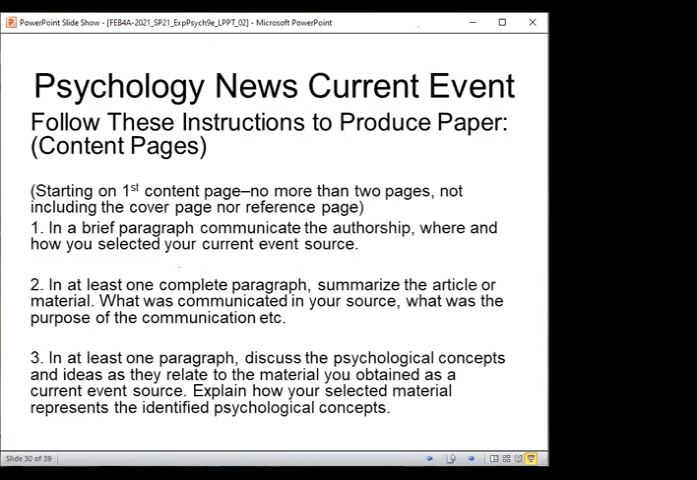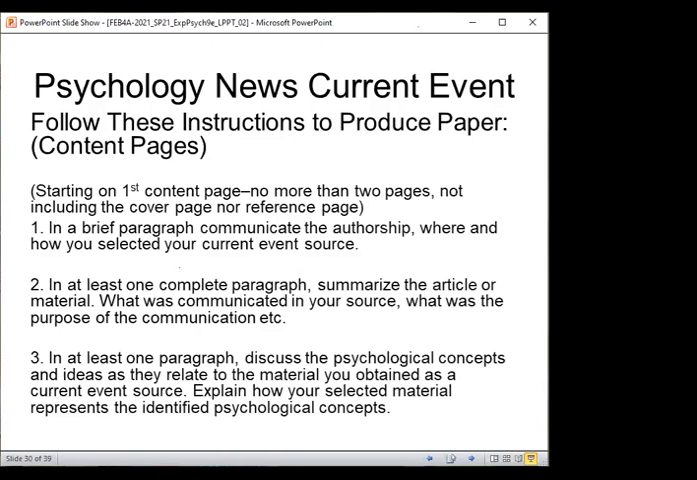So basically, now on the content pages, start on the first content page, no more than 2 pages, not including the cover nor reference page. So basically, we have a cover page, maybe 2 pages of content, and then a reference page. So in a brief paragraph, communicate the authorship, where and how you selected your current event source. 2, and at least 1 complete paragraph, summarize the article or material, what was communicated in your source, what was the purpose of the communication, etc., and so forth. That's the bare minimum there.